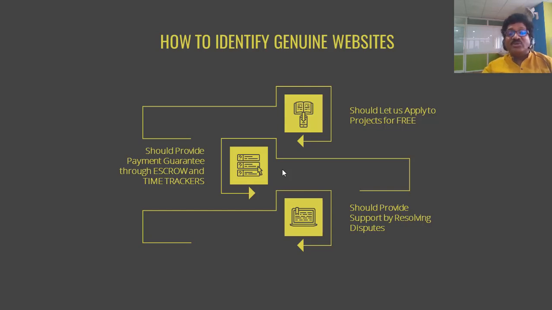So these are the 3 things you have to look for to decide whether the website is a genuine website or not. Number 1, it should let us apply to projects for free. Number 2, it should provide payment guarantee through escrow and time trackers. Number 3, it should provide support by resolving any disputes that could arise between us and the clients. And that is how you identify the genuine websites. Have you understood this part?